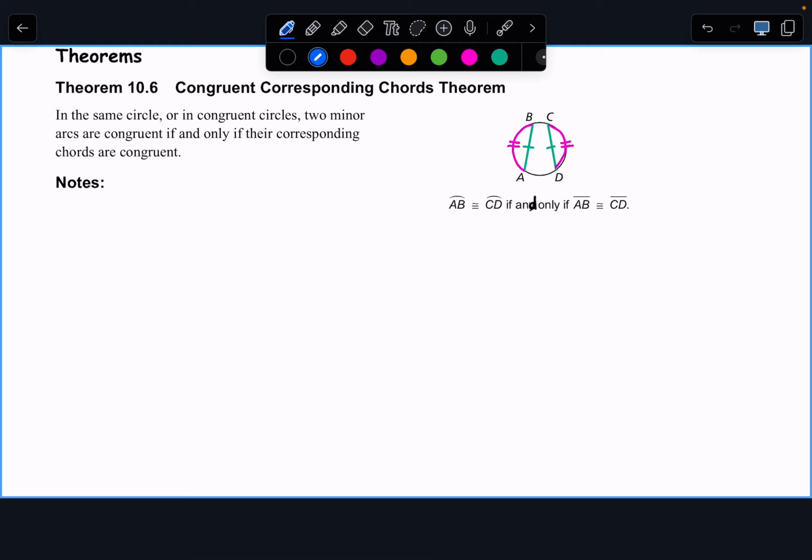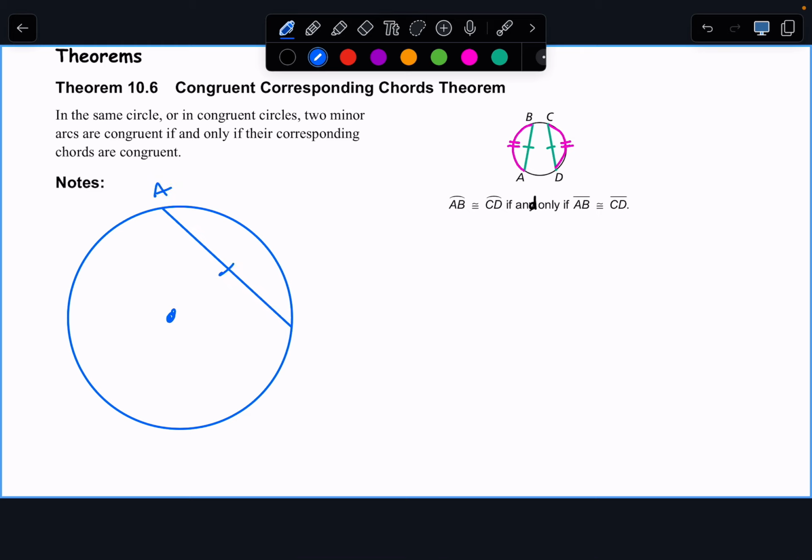All right, could you draw this picture for me? It's the only picture we're drawing in this area. There's the picture I would like you to draw.